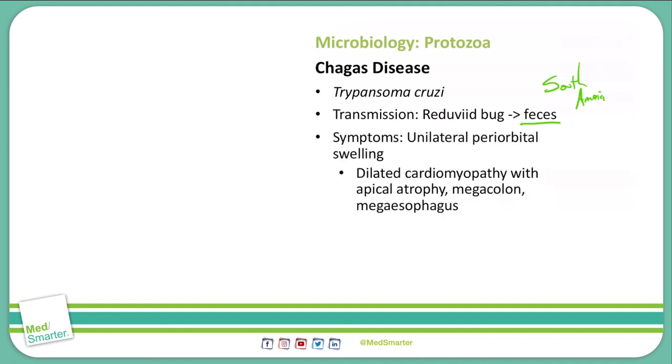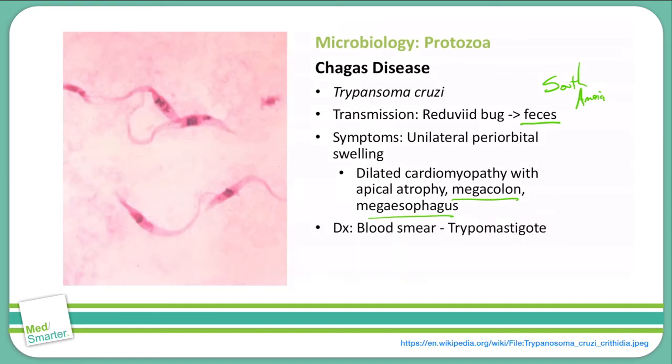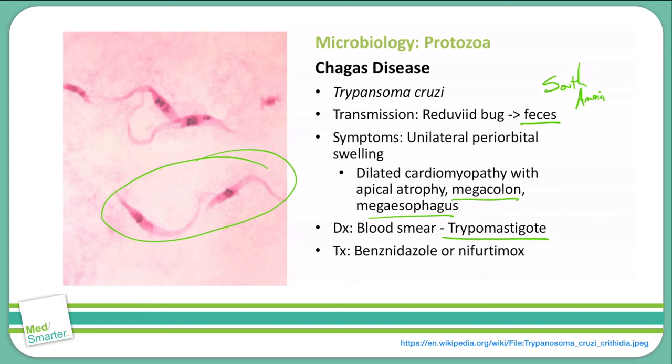Symptoms of Chagas disease include unilateral periorbital swelling. Advanced disease can have dilated cardiomyopathy with an apical atrophy, megacolon, and megaesophagus. To diagnose, we can do a blood smear and see the trypomastigotes in the blood smear, as you see here on the left. Treatment for Chagas disease is benznidazole and nifurtimox.